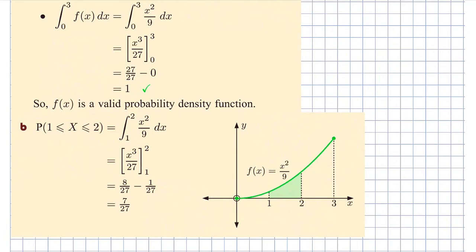It's saying if I randomly put my hand into a bag of stuff and took one of these things, the chances of that thing having a value between 1 and 2 is 7 out of 27. That's the probability of that occurring. So that's what we're looking at.